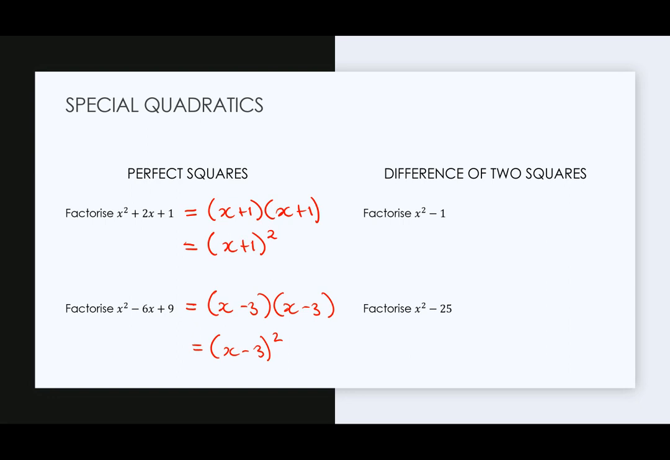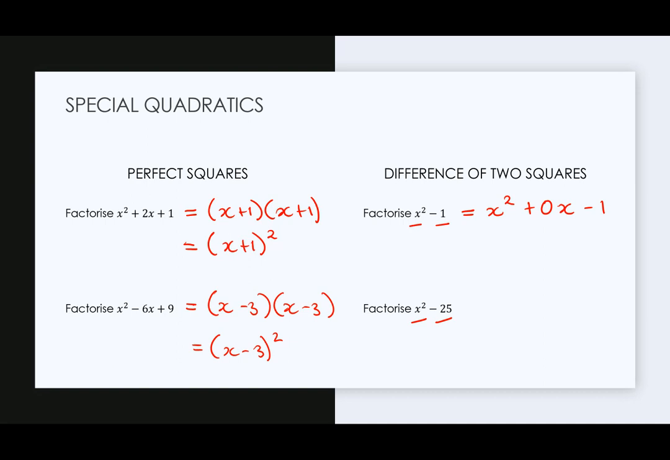Now the second type is a little bit more difficult. It's called a difference of two squares. We call it that because each of these terms here are actually all squares. They're squares of either x or some number like 1 or 5. We call it a difference because they're being subtracted. So they look a little bit different, but actually they're just x squared plus 0x minus 1. But we usually just don't write 0x in there.